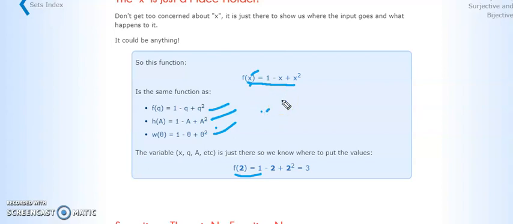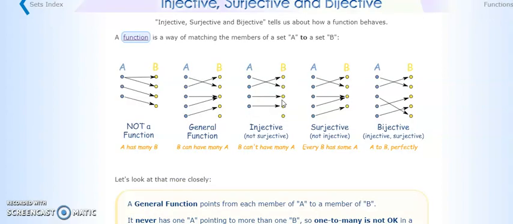Okay, it's that simple. Next we have few kinds of functions, important kinds of functions. So first one is the injective function, then we have surjective function, and we have bijective function. This is very important to us.